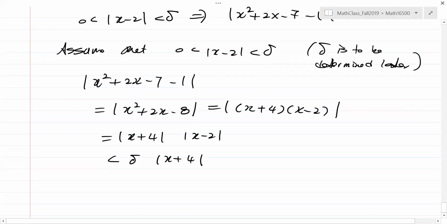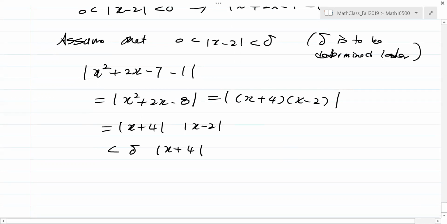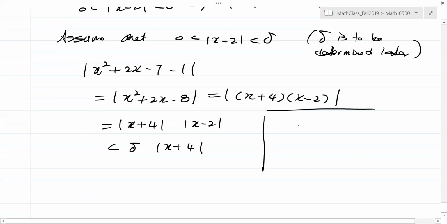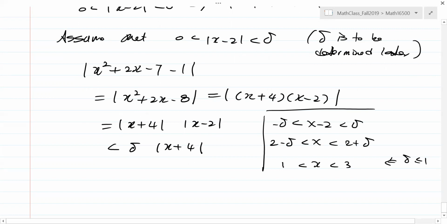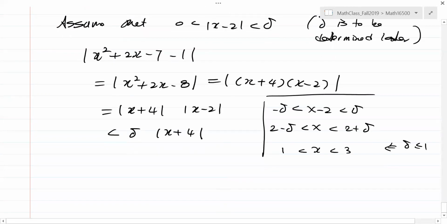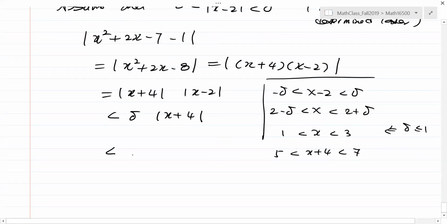But how can I deal with x plus 4? It can be very large, maybe. Okay, I have to get rid of that. So we go back to here, absolute x minus 2 less than delta, greater than negative delta, right? x less than 2 plus delta, greater than 2 minus delta. Okay, so if delta is smaller than 1, then this implies x less than 3 and greater than 1. Okay, that's all we need. So if you add this first assumption on the delta, then x plus 4 is less than 7 and greater than 5. So the absolute value will be less than 7 delta. Okay, that's the first assumption.